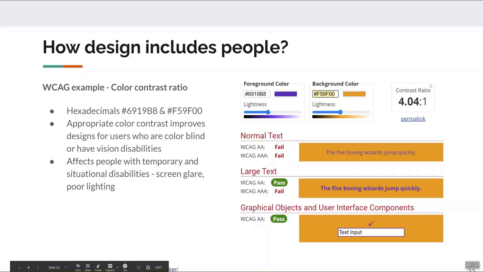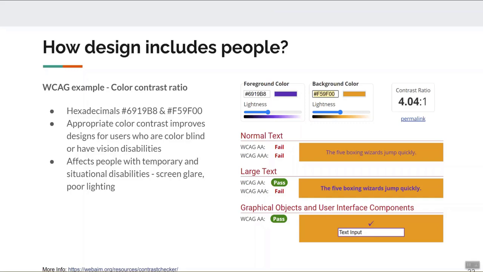Now let's think about how our designs, or designs that we see in the real world, can include people. I'm going to start with some examples from WCAG for websites. These are set guidelines for us to learn about and understand how we can improve websites to be more accessible for different types of people. The first example, like that WebAIM chart we saw earlier on, is about color contrast ratio.